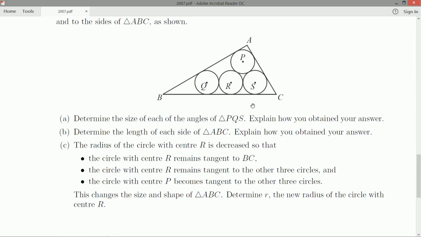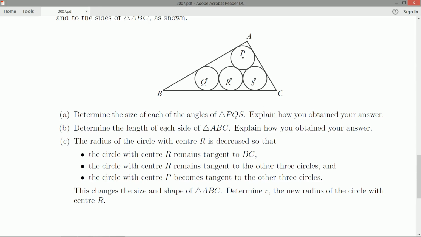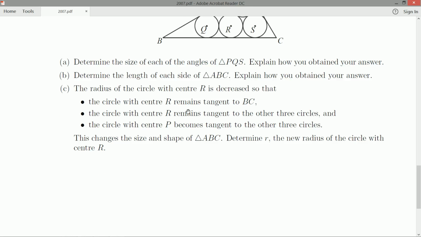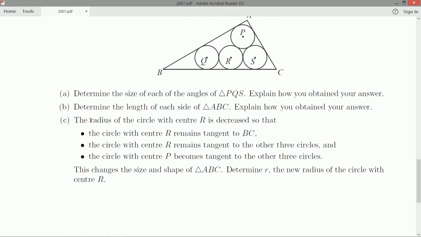So, we read A part, determine each of the angles. B, determine the length of each side. Hey, that's pretty nifty. Called that. So we need the length of each side for ABC. Maybe we'll have to find the area next. And C part is a little more involved.